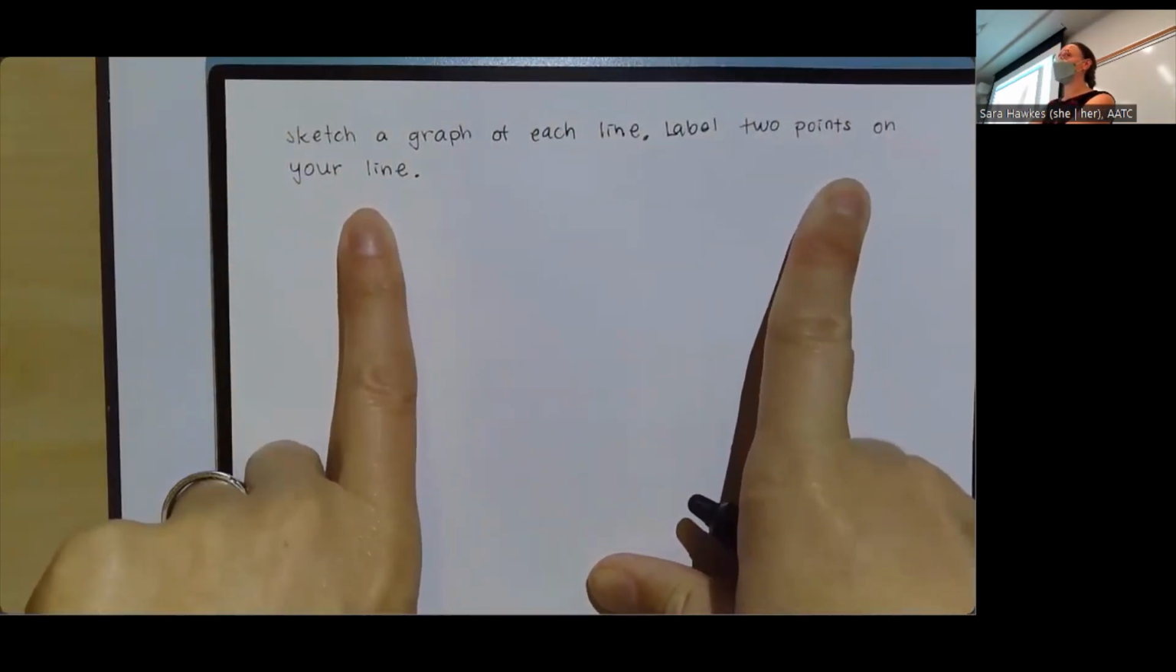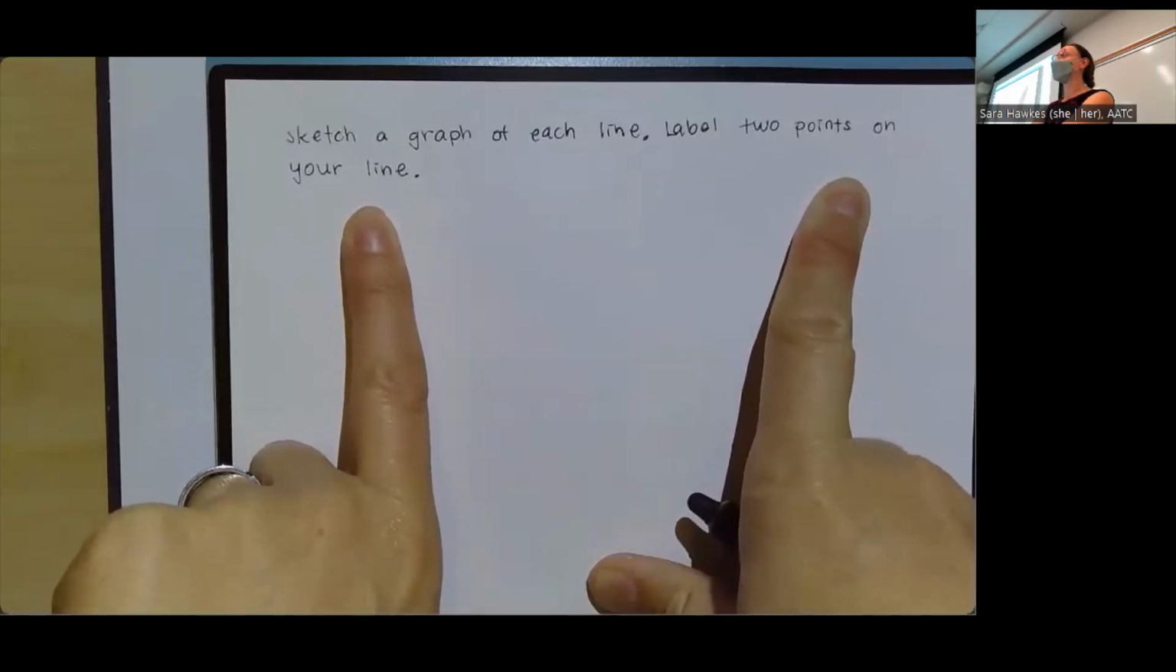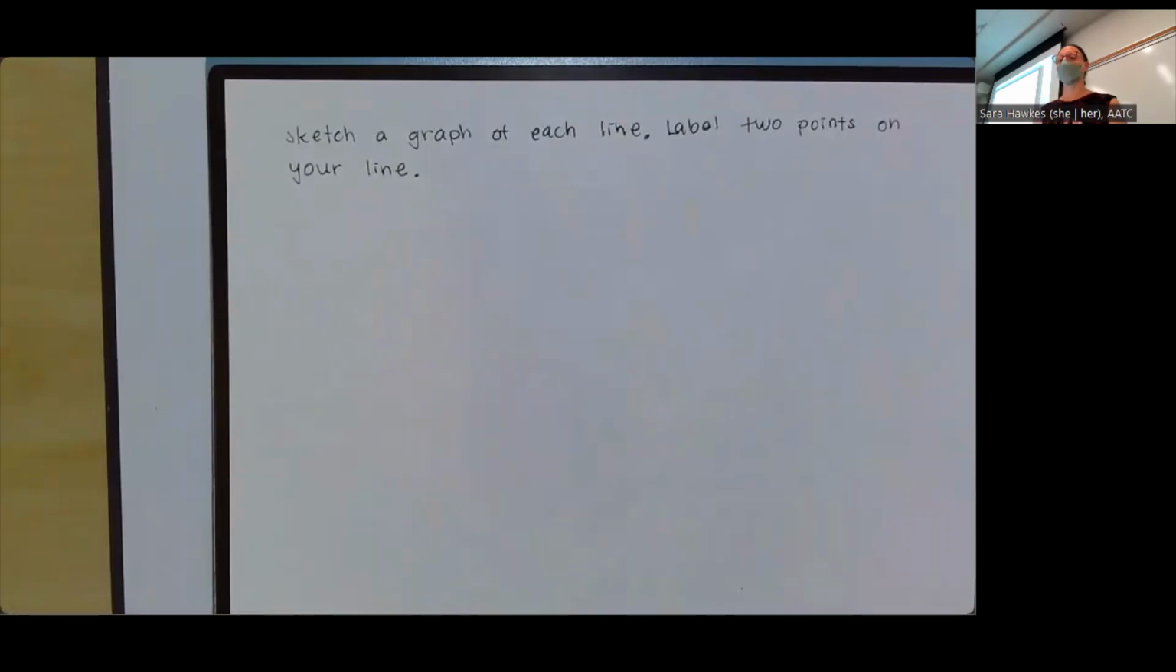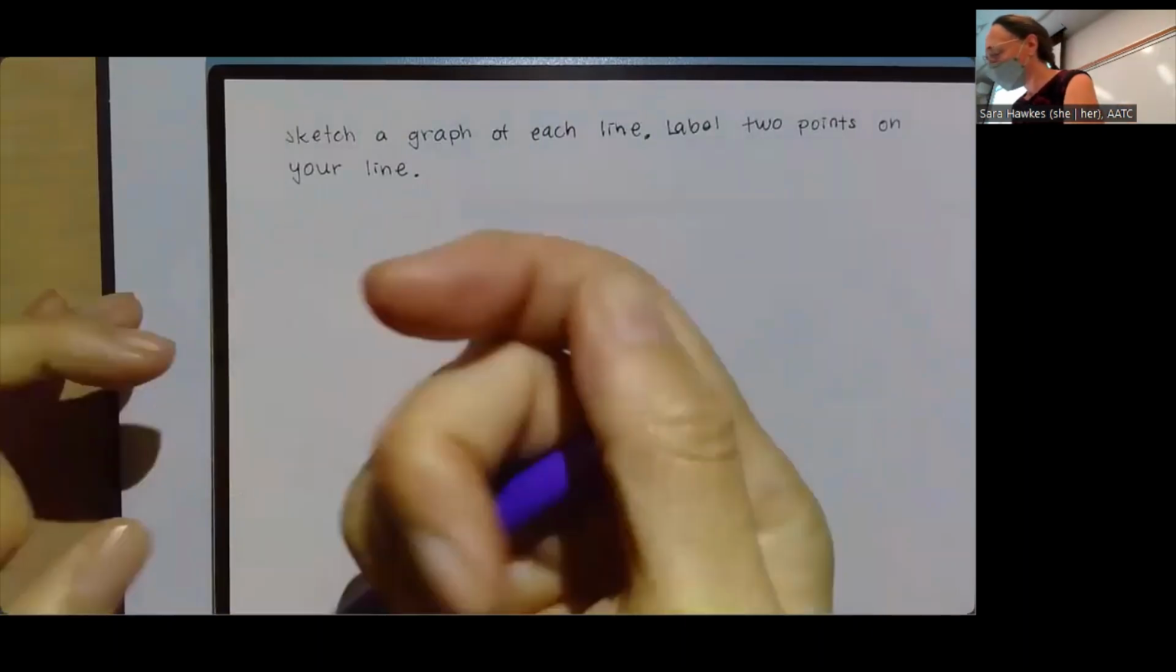I don't particularly care which 2 points unless I specify which 2 points. And if you look at some of the problems in the textbook, some are going to ask you to find the X and Y intercepts and to make those the 2 points that you label. I don't particularly care unless the instructions tell you otherwise. These instructions are just saying we have to label 2 points.